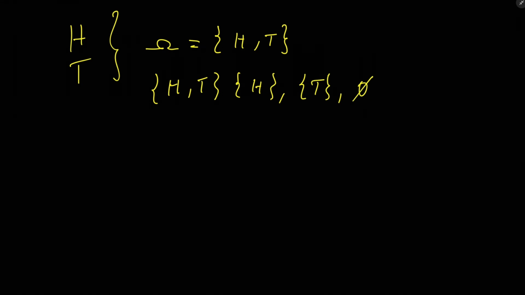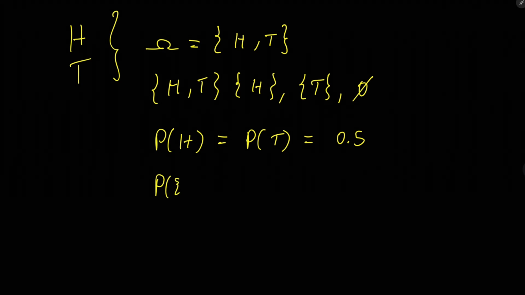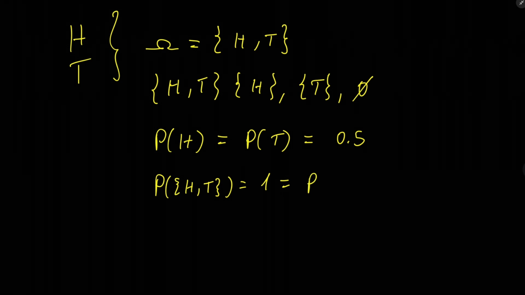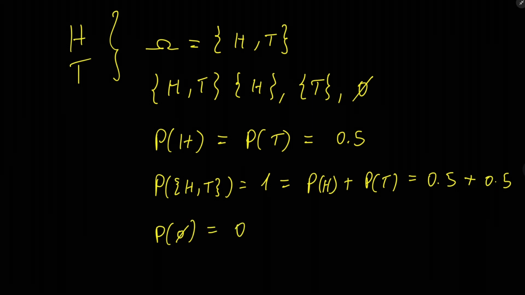If the coin is fair, and that is a very big if, we can assign equal probabilities to the 2 possible outcomes and say that the probability of heads equals the probability of tails, which is 0.5. So the probability of the entire sample space, which is heads or tails, equals 1, which equals the probability of heads plus the probability of tails, which is 0.5 plus 0.5. And of course, the probability of the empty event, which is neither heads or tails, is 0. This will never happen.